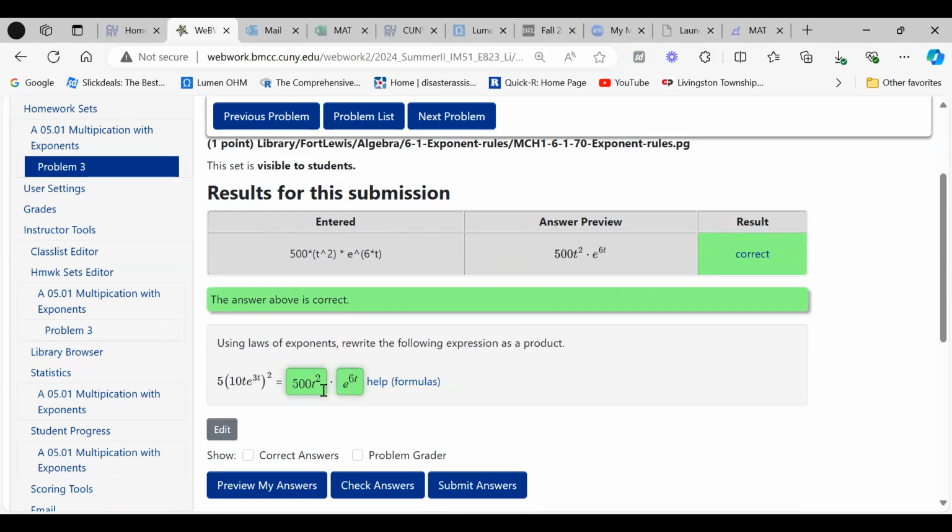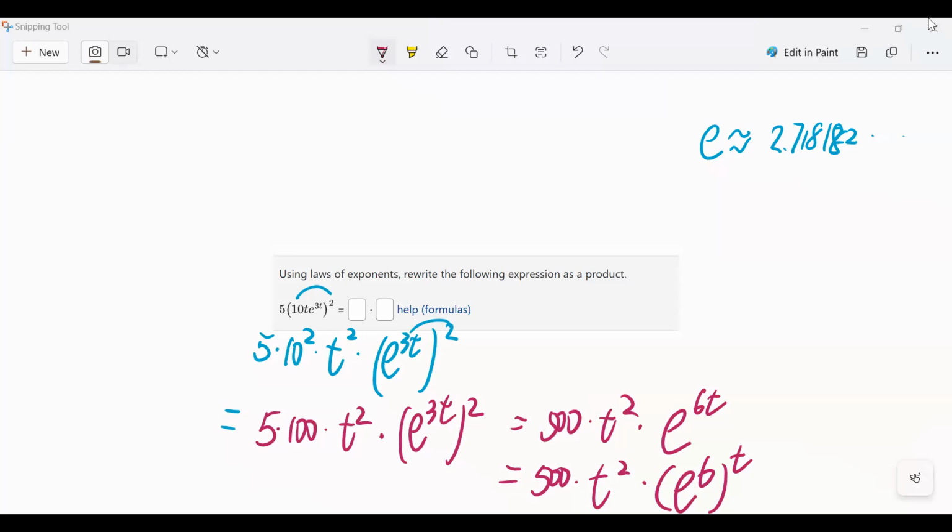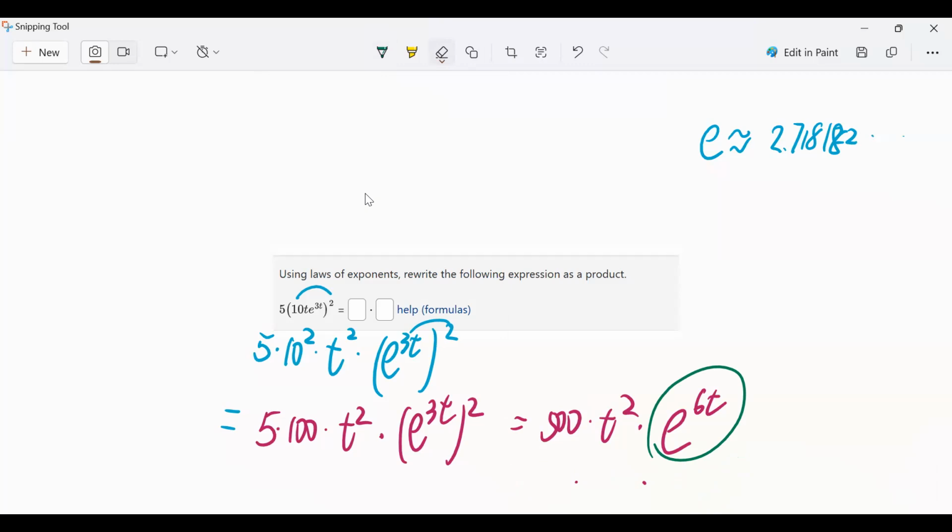The only thing is they want to put t squared in the first box, right? That's so strange, but it was coded like this, no problem. So for this one, 500 t squared goes in the first box, and e to the 6t goes into the second box. You don't have to redo this, it's not necessary. It's all good up to this point.